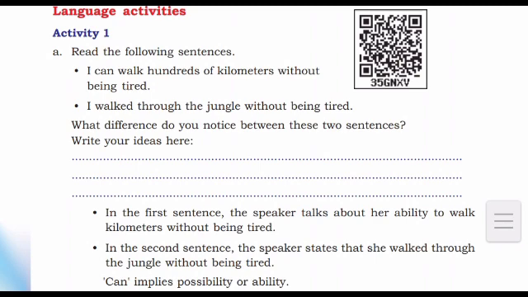Yes, children. In the first sentence, the speaker talks about her ability to walk kilometers without being tired. That is her ability to walk. In the second sentence, the speaker states that she walked through the jungle without being tired. Here, can implies possibility or ability, and can is a modal auxiliary verb. Now, let's go through the modal auxiliary verbs.